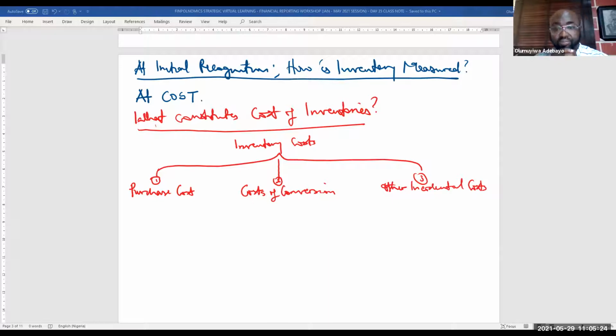What is purchase cost? Now, let me continue my discussion.